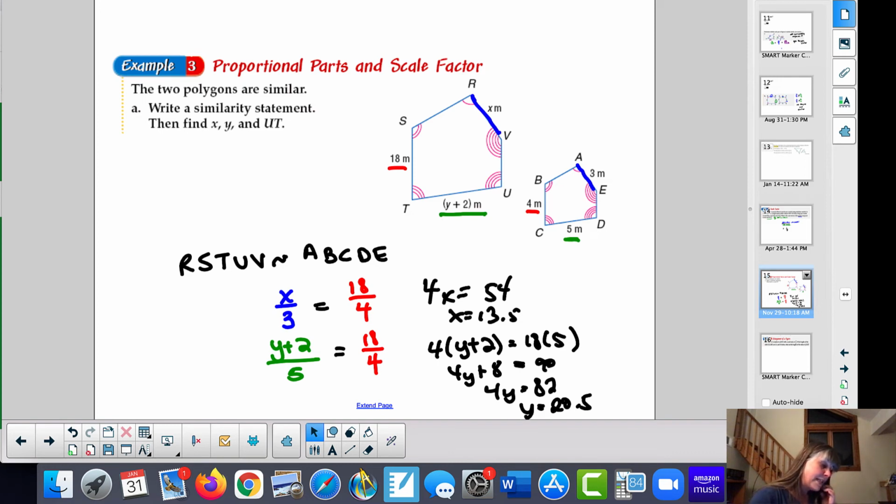And then UT, we're just plugging y in there. So UT is going to equal 22.5. All right, so that's how you set up proportions to solve for missing sides in similar triangles. You make ratios out of the corresponding sides. One ratio should have the variable you're trying to solve for. The other ratio should be two corresponding sides where you know both of their measurements.